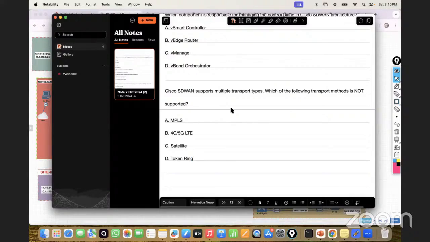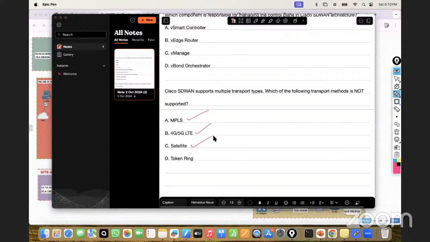Meaning you have to answer which transport methods are supported by the SD-WAN and which are not. The first option is MPLS. This is one type of transport. This is the 4G, 5G, another type of transport. Satellite is another type of transport, and token ring is another type of transport. So which one is not supported?